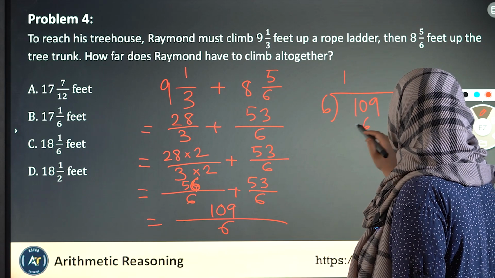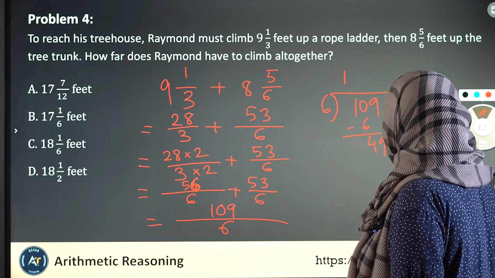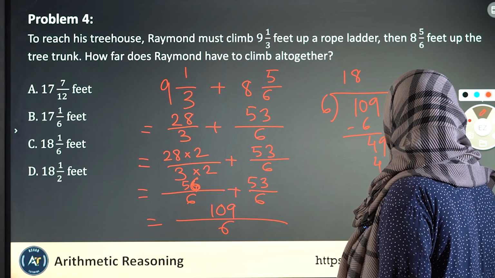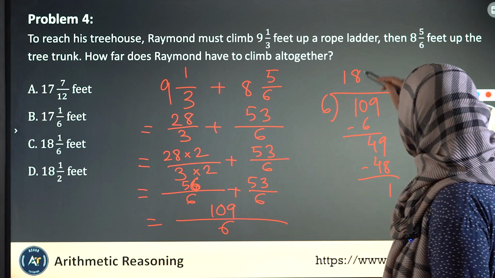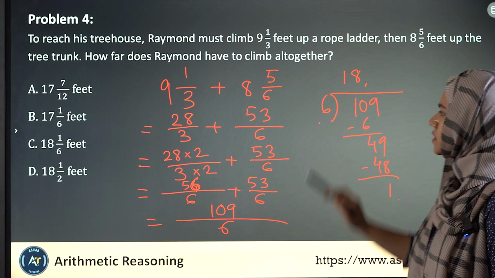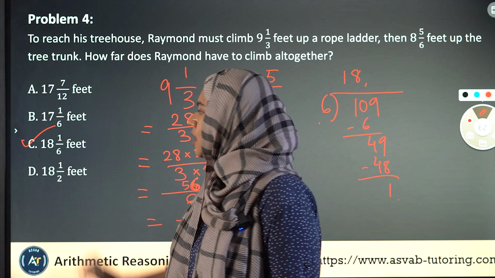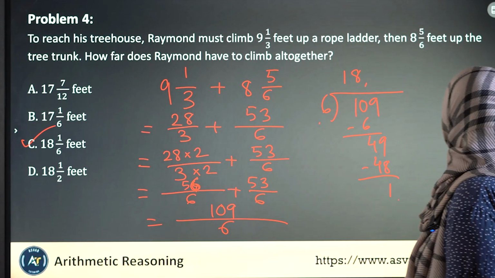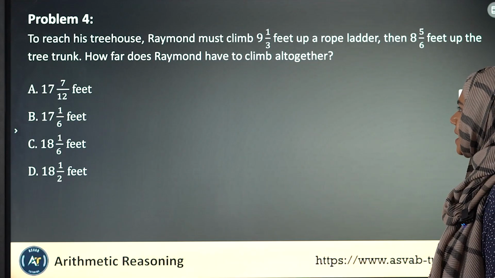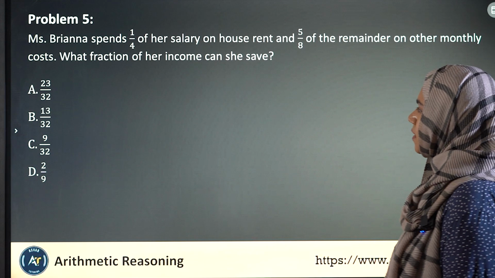6 on 109: 6 times 18 is 108, and 109 minus 108 leaves 1. This means that it's 18 and 1 over 6. So my correct answer is option C, 18 and 1/6 feet. Okay? So that is problem number 4. Let's look at problem number 5.